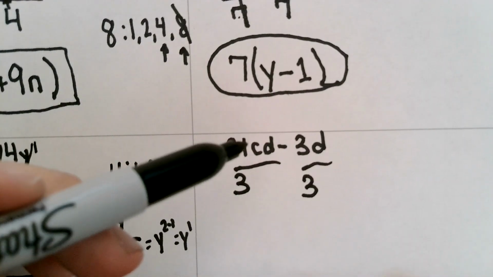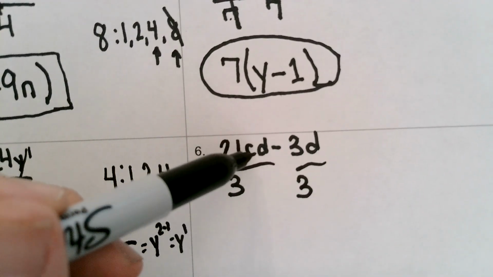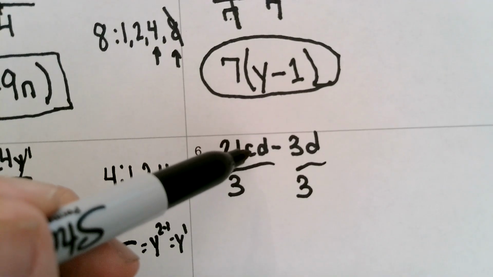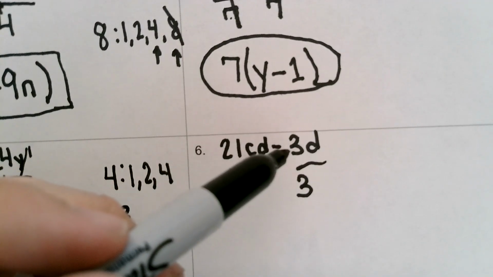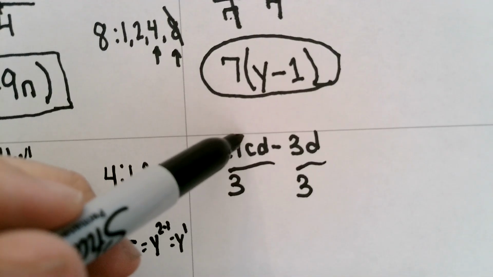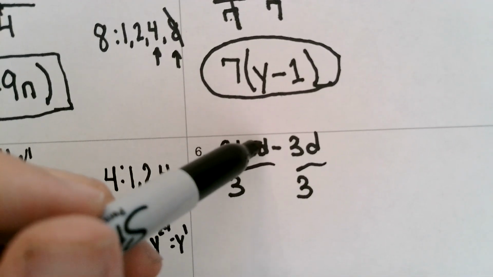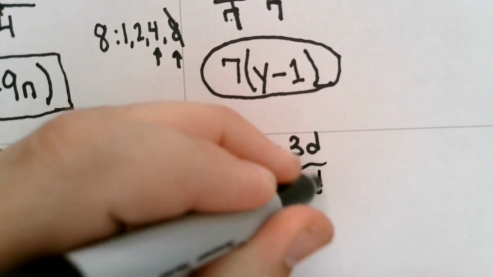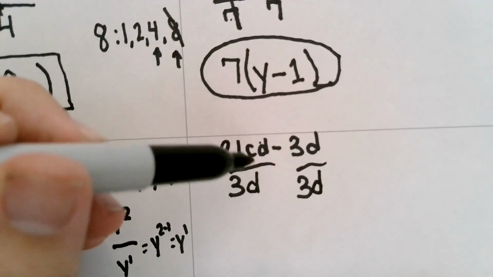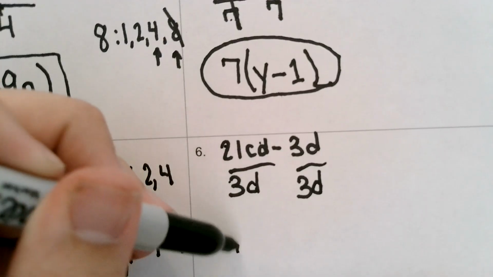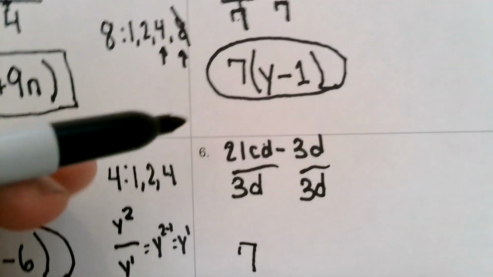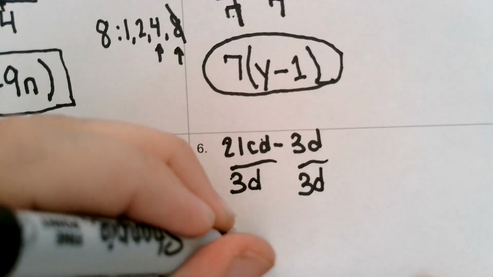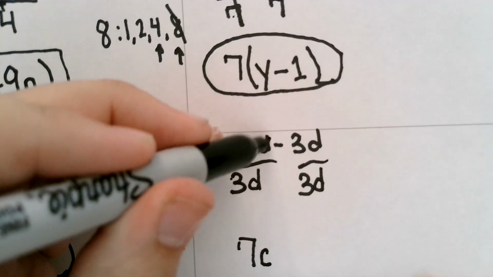Now, is there a C in both? No. Is there a D in both? Yes. So you can take out D. You can only take out one D because there's only one D in each. 21 divided by 3 is 7. C has nothing to divide with, so it just comes down. D and D cancel out.